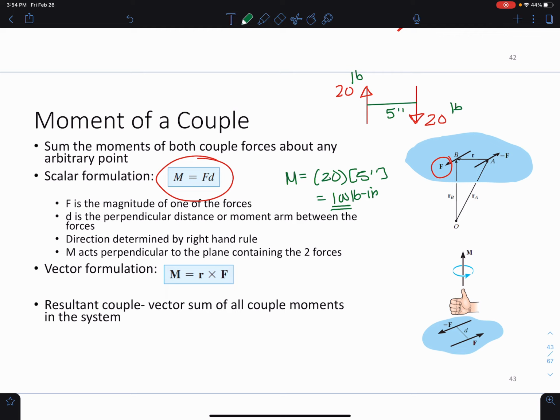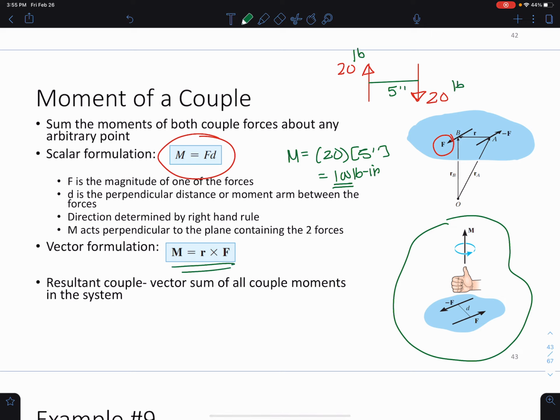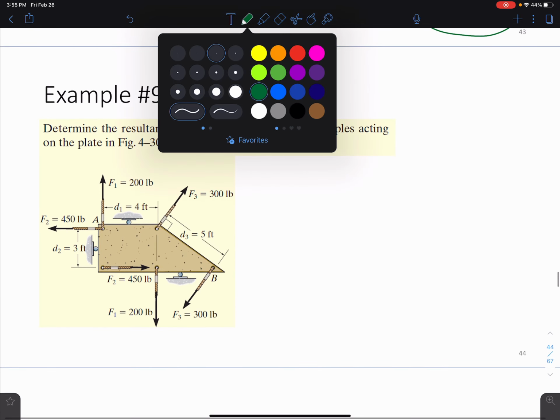Okay, to determine the direction of the moment, we use the right-hand rule. Just like we had previously used the right-hand rule, the same right-hand rule is going to be used here to determine the direction that that couple is acting in. Okay, and of course we have the same vector formulation that we had previously for moments. It's still going to be r cross f, and the resultant couple is the vector sum of all couple moments on the system, just like before. Okay, so let's put this all into an example.